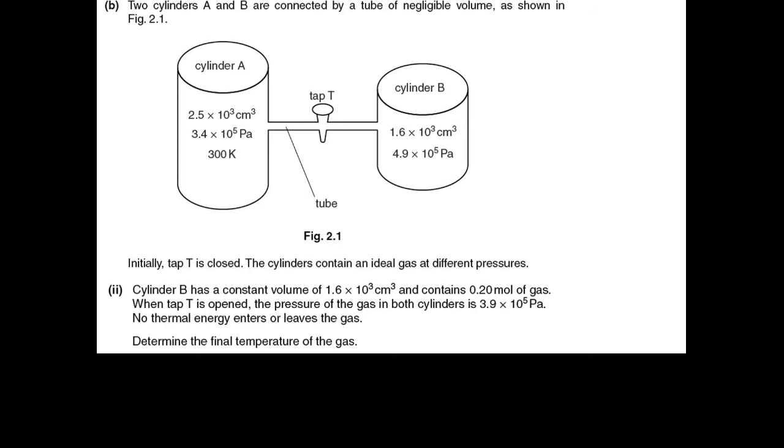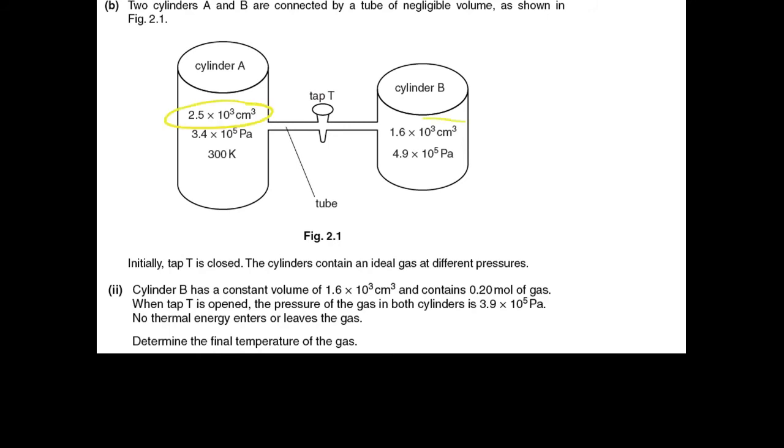The total volume is the volume in cylinder A plus the volume in cylinder B. And the amount of substance equals the mole number in A plus the mole number in B. They reach thermal equilibrium, so the final temperature should be the same T, and that's what we are looking for. And when the tap opens, both cylinders have the same pressure, 3.9 times 10 to the 5 Pascal.